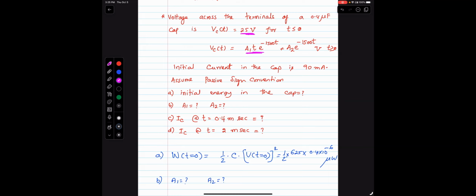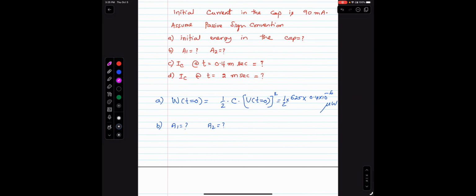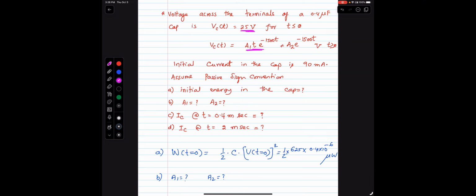Now, the initial current in the capacitor is 90 milliamperes. Assume positive sign convention and now find the initial energy stored in the capacitor. What are the values for the coefficients A1 and A2? Find the capacitor current at t equals 0.4 milliseconds and at 2 milliseconds. It's actually a simple problem. I'm not going to solve it entirely, but I will get you started.